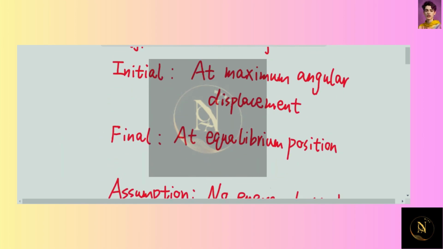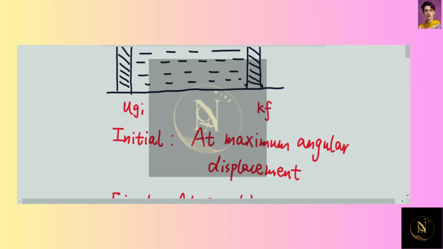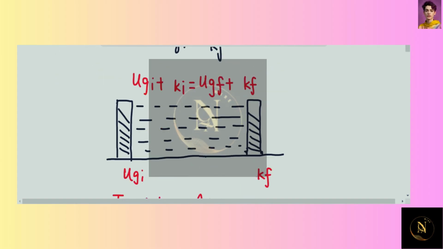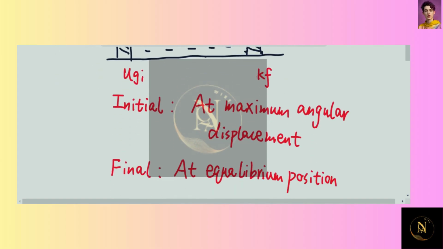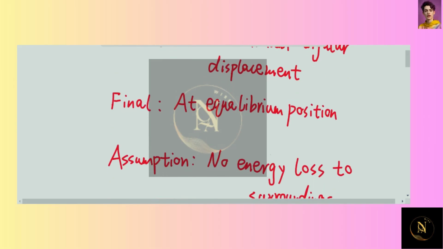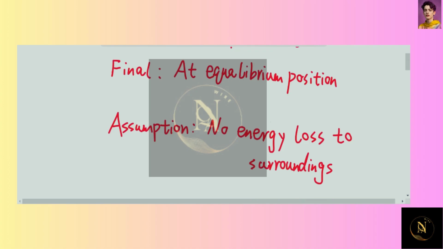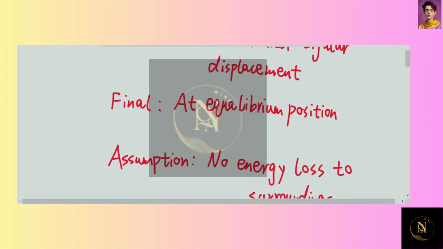So the initial state I pick for the pendulum is at a maximum angular displacement, okay? And the final state should be at the equilibrium position, because at the equilibrium position, the velocity is the maximum. At that point, all that potential energy was converted to kinetic energy, which is the final kinetic energy. So the assumption I made is that there's no energy loss to the surroundings, so all the potential energy can be converted to the kinetic energy.